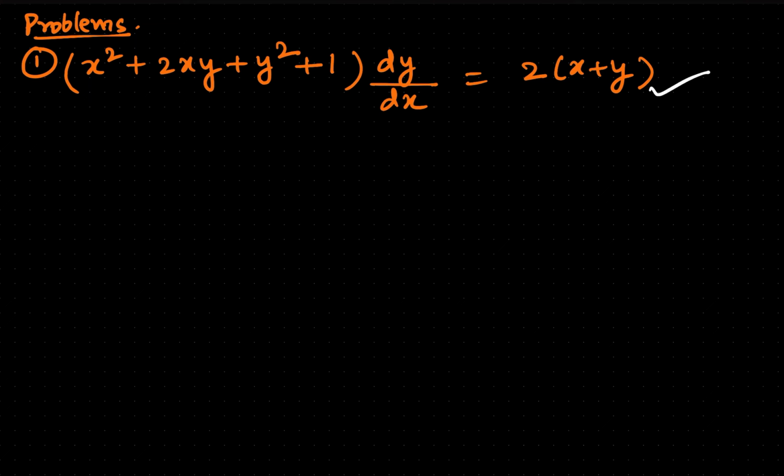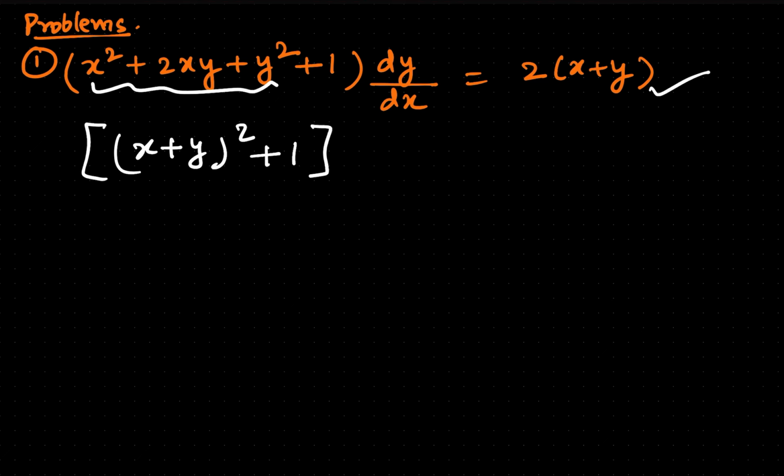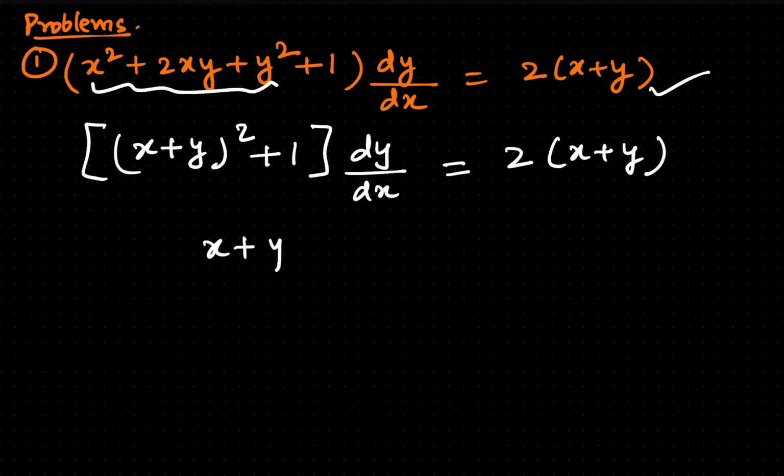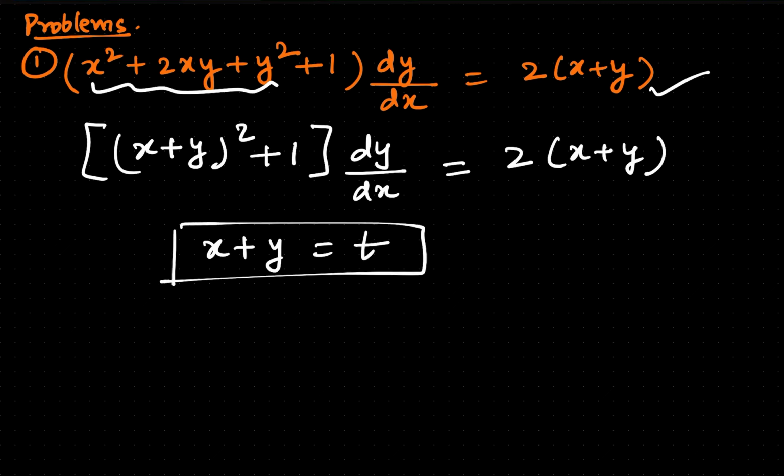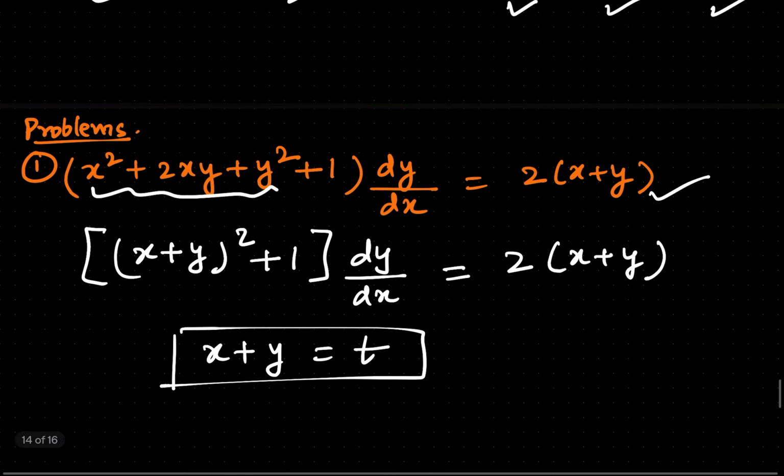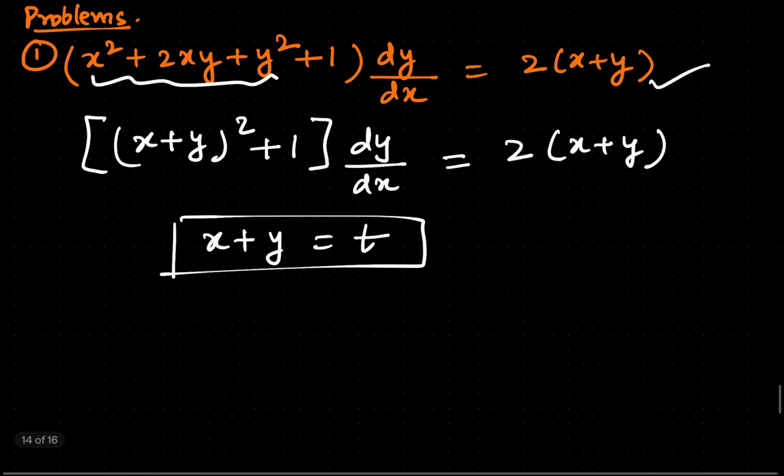Here we have to carefully see that this is an (x plus y) whole square formula. So you will write this as (x plus y) whole square plus 1. This was the main thing that you have to find out in this question. Then dy by dx is equal to 2x plus y. Now what we do is substitute x plus y equal to t. This will help us bring this differential equation into the variable separable form. So we will see how.